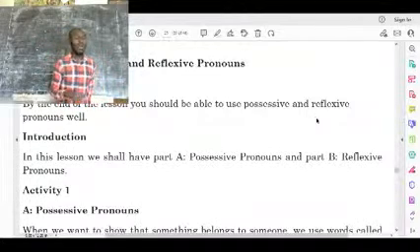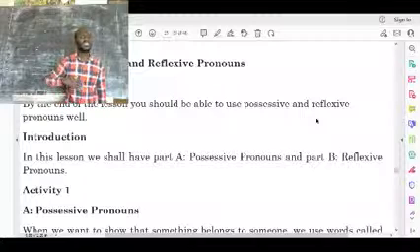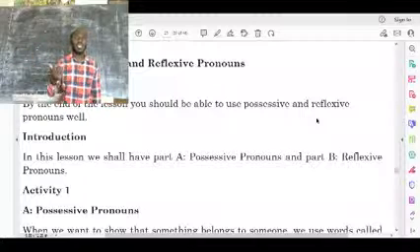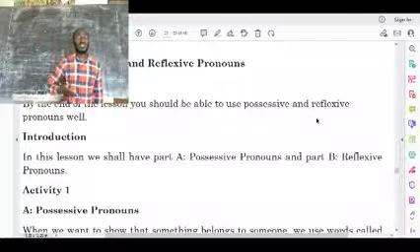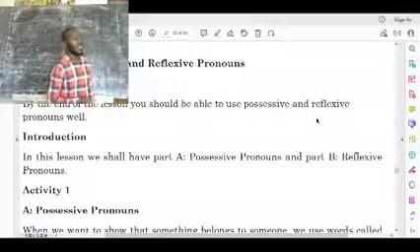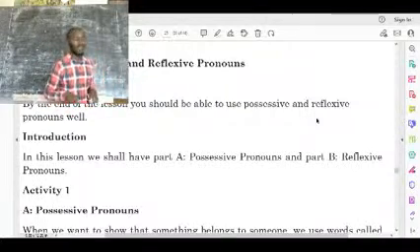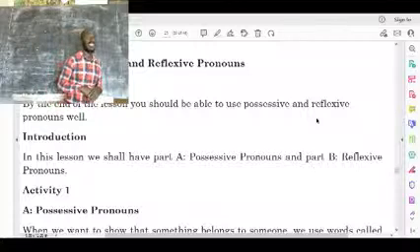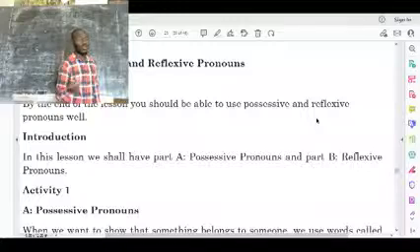Among the pronouns that we have, of course, there are so many other types. But here our lesson is supposed to look at possessive and reflexive pronouns. And in this episode, we are going to look at just the possessive pronouns. And what are these possessive pronouns?